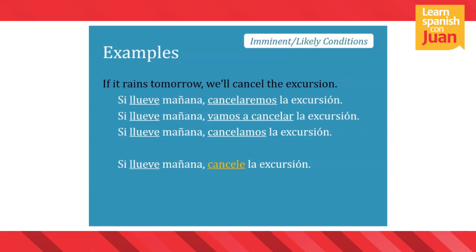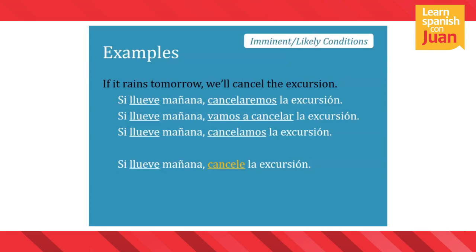Let's look at this example. If it rains tomorrow, we'll cancel the excursion. An imminent condition. Si llueve mañana, cancelaremos la excursión. That's future tense. Si llueve mañana, vamos a cancelar la excursión. That's that periphrastic future, probably less common in this kind of construction. And then very common is the third option, using the present to refer to the future. Si llueve mañana, cancelamos la excursión.